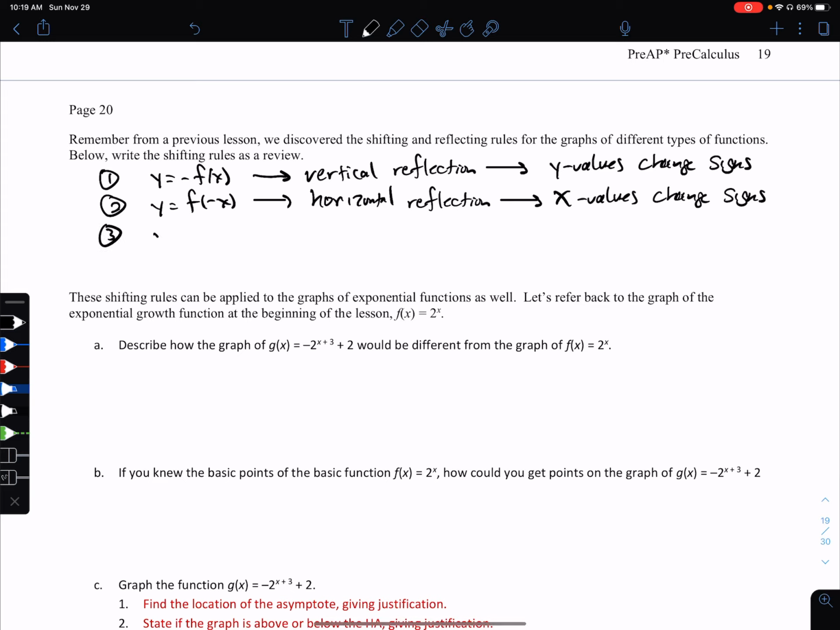What happens if we add a number to the outside of a function, like a k? That's going to be a vertical translation. And we are going to take the y values and they're going to increase or decrease by whatever k is.